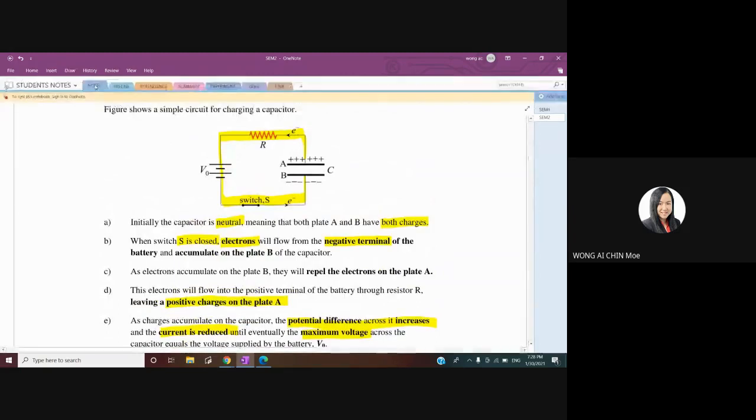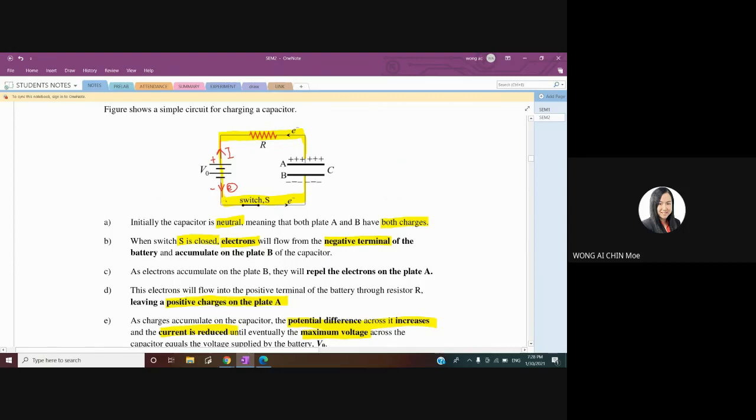Okay, I explain again. Initially the charge inside plate A and B is balanced. When the power supply switch is on, the current comes out from the positive terminal, but the electron will come out from the negative terminal. Current will flow from the positive terminal, electron will come out from the negative terminal.